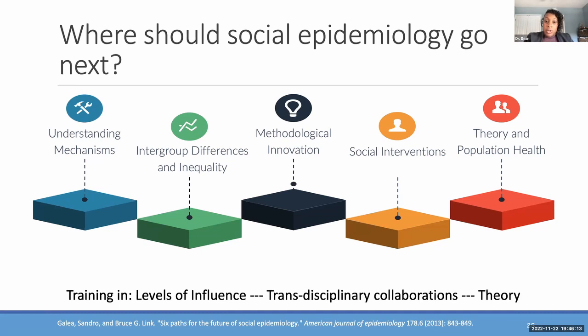And then we need more on theory. We didn't talk a lot about theory today. There are a couple of theories that exist in social epi, but for the most part, we didn't get to talk about those. But we do need more theory development, especially as we think about not just individual impacts on health, but individuals on population health. And we need to make sure people are trained in understanding the various levels of influence, working across different types of fields. And again, theory development.